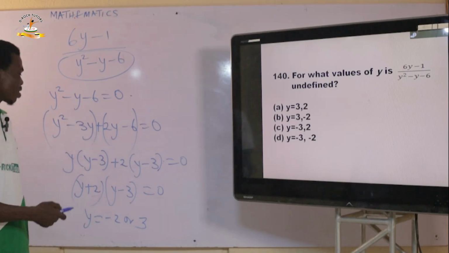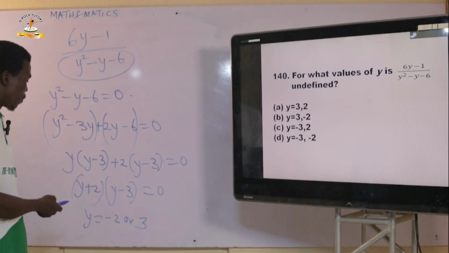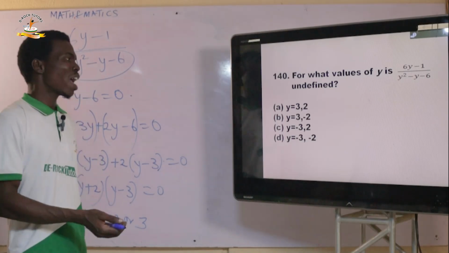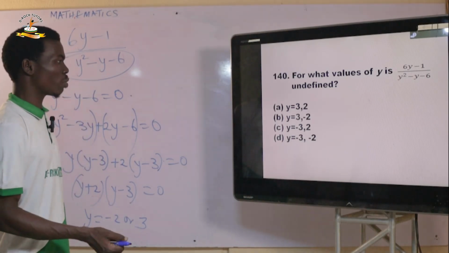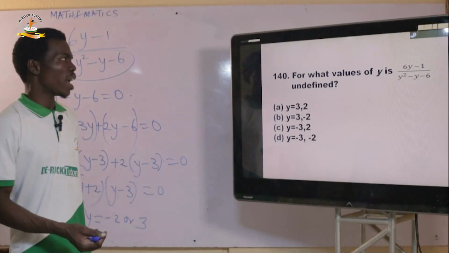So the two values that will give you this fraction to be undefined is what? Minus 2 and 3. So the correct option is what? Minus 2 and 3. That is option B. Our next question.